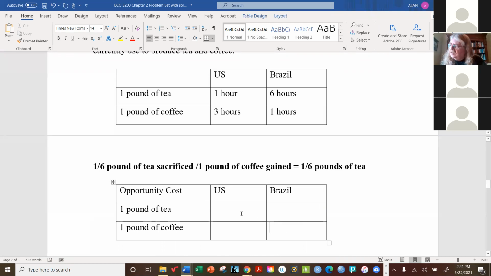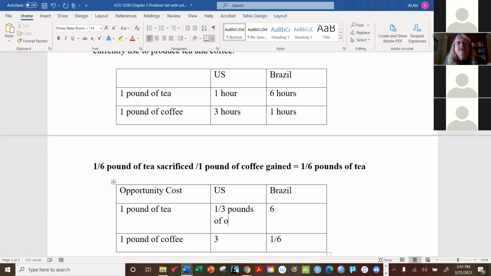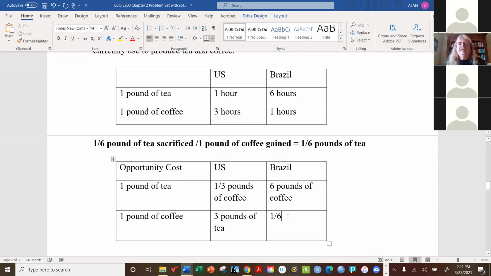So for the US, the opportunity cost of the tea is 1/3 pound of coffee. And therefore the opportunity cost of the coffee is 3 pounds of tea. In Brazil, the opportunity cost of the tea is 6 pounds of coffee. And here we have 1/6. We don't really need the units here, but we can put them in if you want to. This would be pounds of coffee. This would be pounds of tea. This would be pounds of coffee. And this would be pounds of tea.